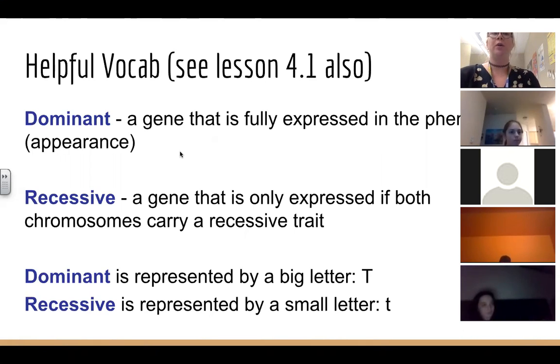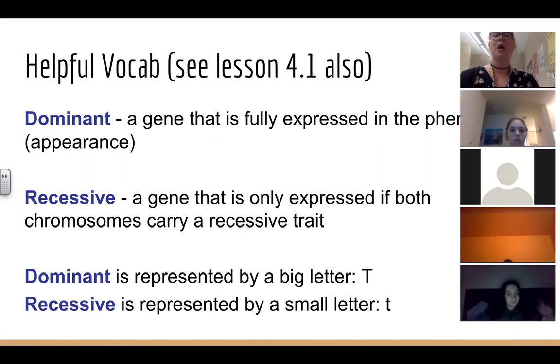So he came up with this idea of the dominant and recessive traits. And dominant means that it is expressed no matter what. If you have an allele that's dominant, it's expressed. If you have an allele that is recessive, it will only be expressed if you have two of them. And we'll review the word allele as well.